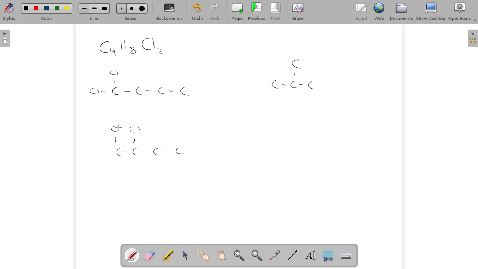I could put one on the first one and one on the second. Could put one on the first and one on the third. I could put one on the first and one on the last. You notice how so far all these are different. And I am intentionally leaving off the hydrogens. They're just in the way on these drawings now. All right, that's all the locations I could do if I have a chlorine on that first carbon. Got a 1,1, I have a 1,2, I have a 1,3, and I have a 1,4.